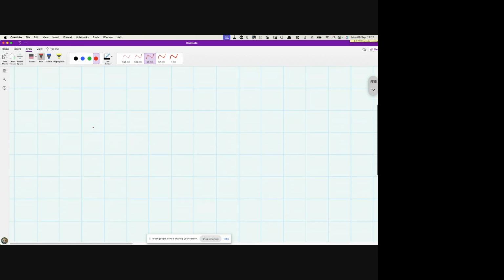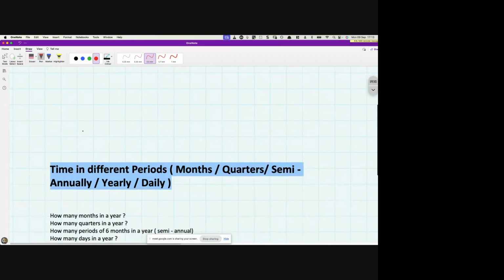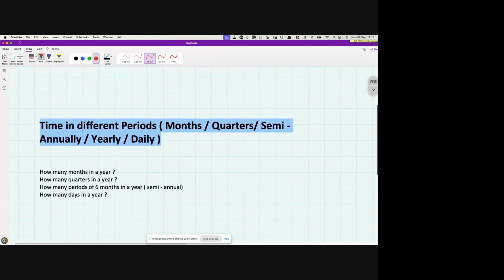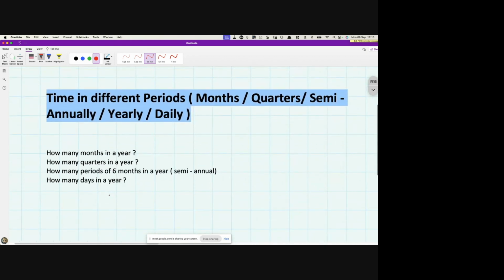Okay, then let's talk about time. In finance, time is a really important thing. And so we say, how many months in a year, how many quarters, how many periods of 6 months, how many days in a year? I want you to tell me the answers to these 4 questions. So when you divide time up into different units, how many months, how many quarters? Give me the answers to those 4 questions.